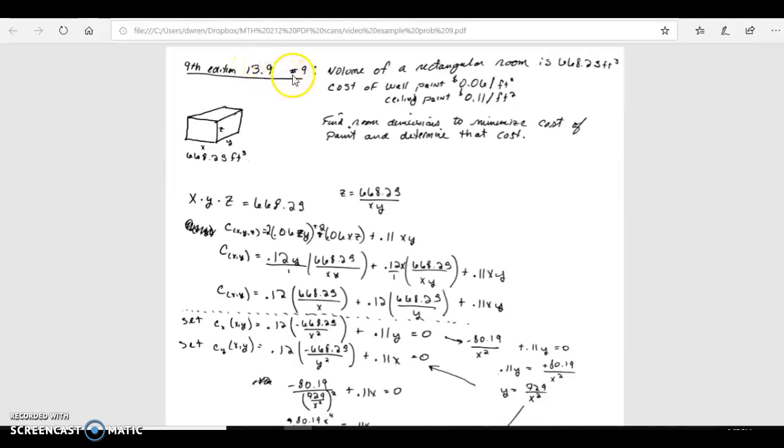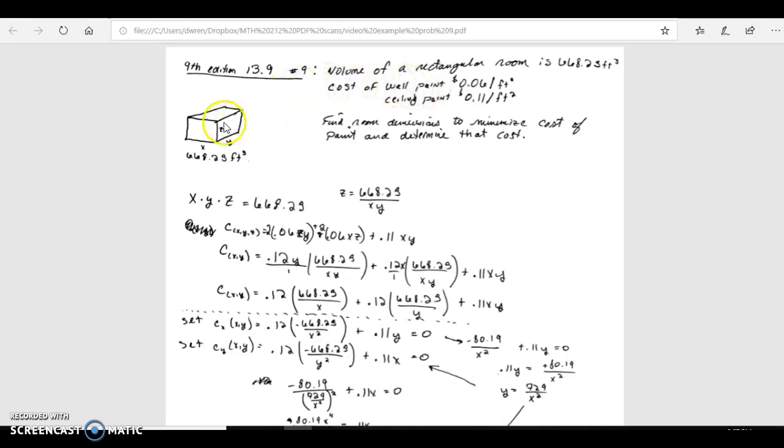Alright, we're going to be going over problem number 9, chapter 13.9. You're given the volume of a rectangular room at 668.25 cubic feet. The cost of wall paint is 6 cents per square foot, and the cost of ceiling paint is 11 cents per square foot. You define the room dimensions to minimize the cost of the paint and determine the cost.